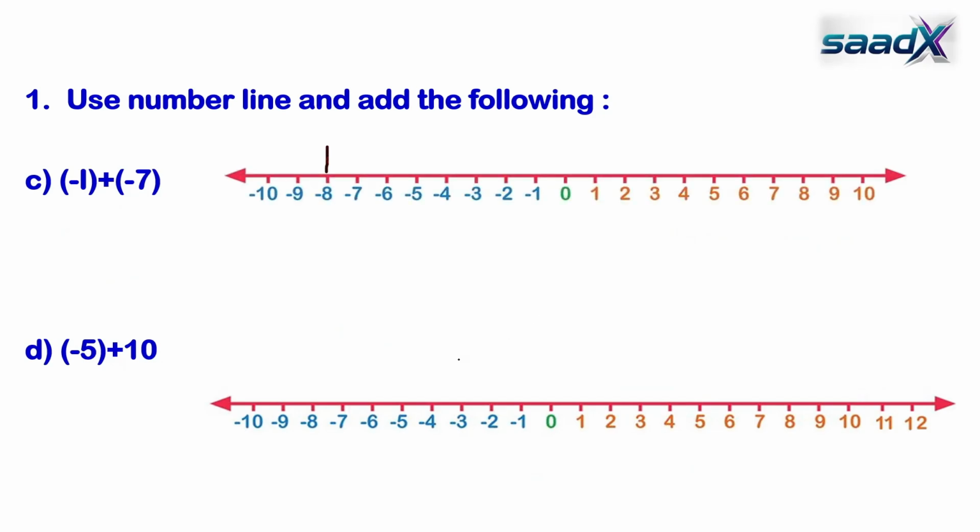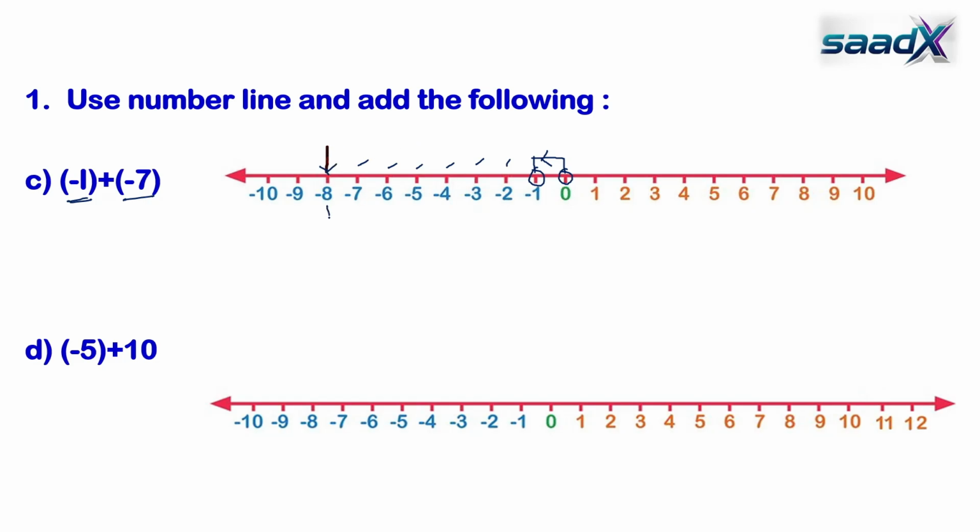Now another one. Look, here is first minus 1. So 0 to here minus 1. So this is starting point. Now again minus 7. From minus 1 we will add minus 7. So 1, 2, 3, 4, 5, 6, 7. So this is minus 8.